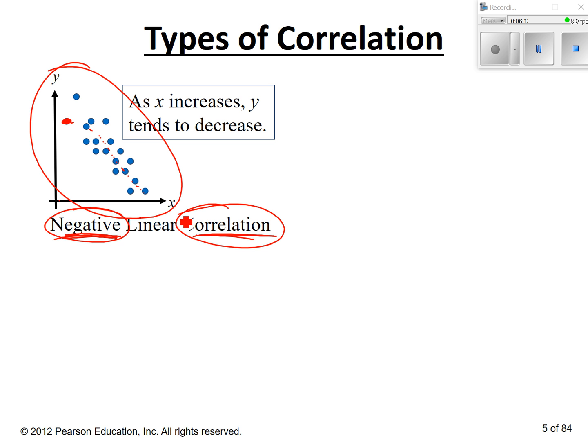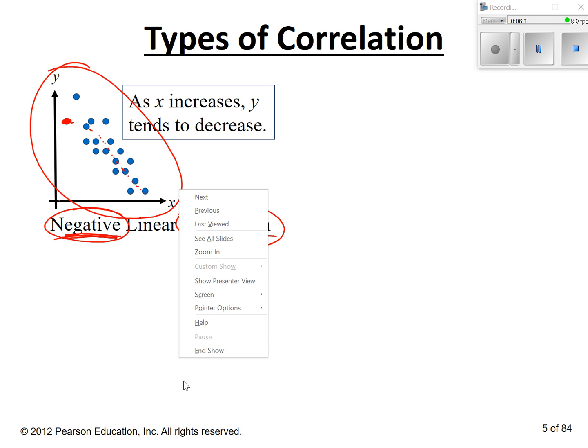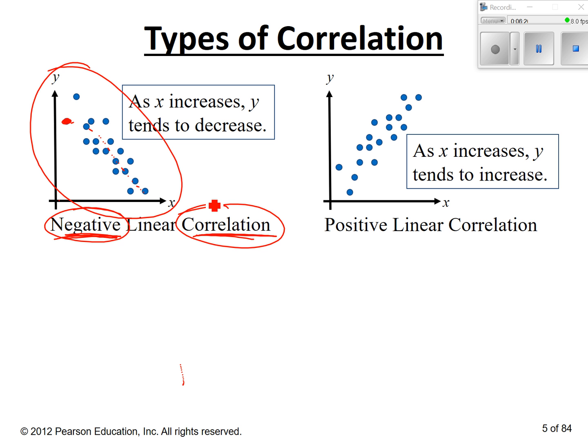That's one of the key ideas that we're going to cover today. One of the basic things is whether you have a negative correlation or whether you have a positive correlation. Positive correlation, as the x's get bigger, looks like the y's also get bigger. So that's a positive correlation.